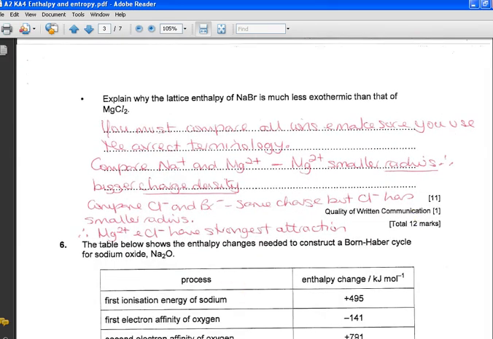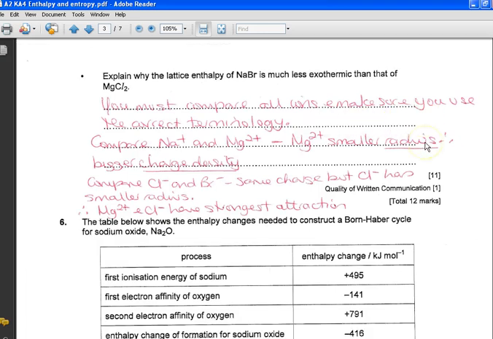Okay, so here, when you're comparing lattice enthalpies of different substances, you are basically looking at the charge density on the ion and the size of the ion. So do this in a kind of structured way. You've got to look at all of the ions, and it's very important that you use the correct terminology. Some of you are talking about molecules, some of you are talking about atoms. You just won't get marks if you put those kind of terms in. You're talking about ions and only ions.